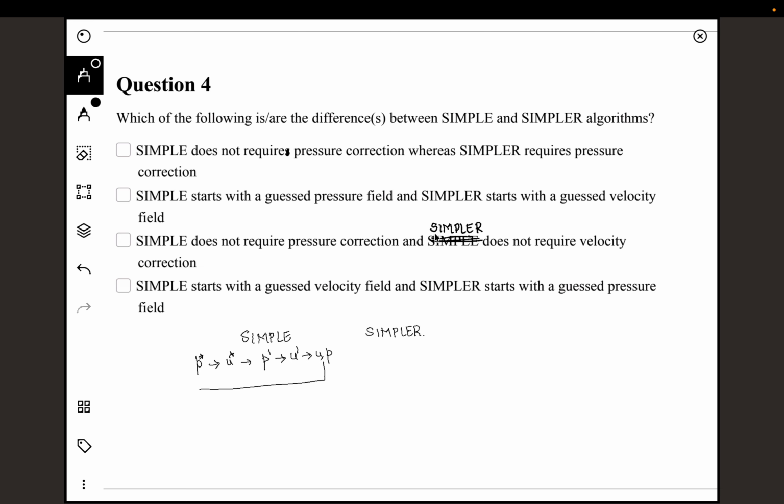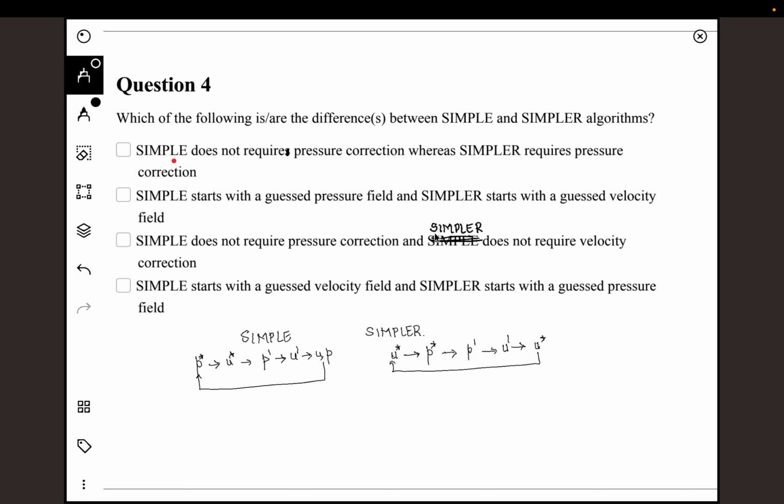So this is SIMPLE. In SIMPLER, we start with a velocity field and solve for the pressure. Once you have the pressure, we update the fluxes, get the equations for P prime, solve the pressure correction equation, and get the new velocity. From this velocity you again update your star, and from U star you calculate P star. There is no separate P getting calculated again here. So this is SIMPLE and SIMPLER.